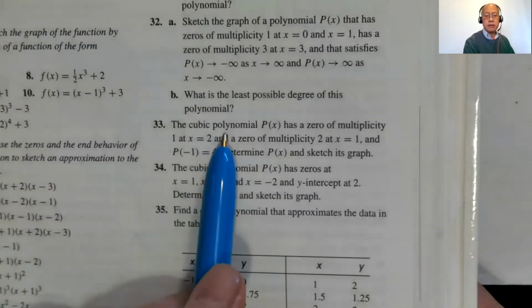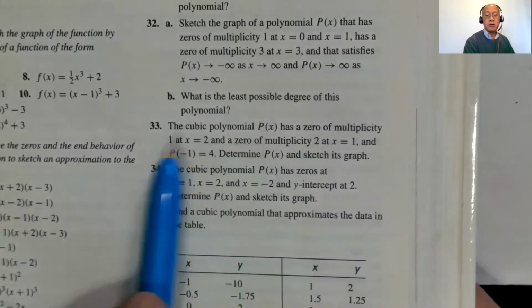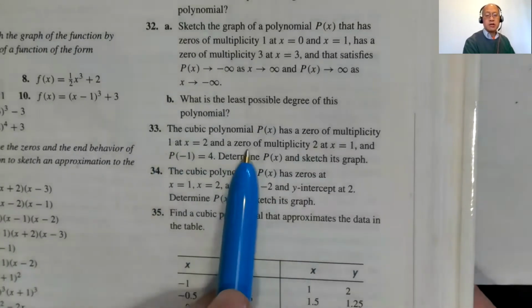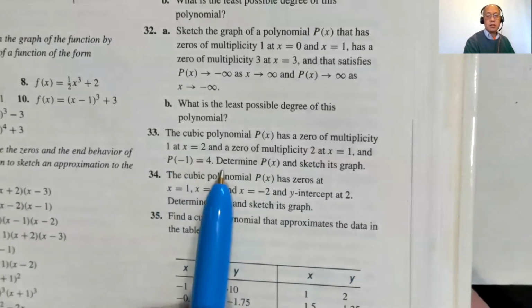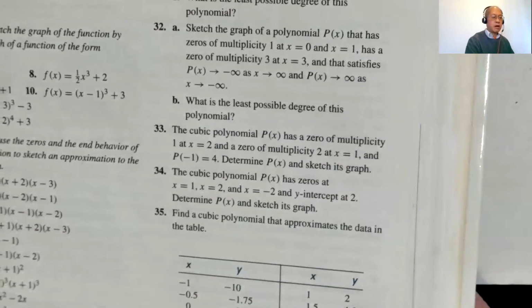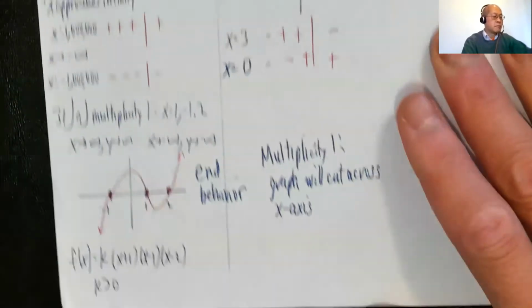Cubic polynomial means degree is 3. Zero of multiplicity 1 at x equals 2, zero of multiplicity 2 at x equals 1, and p of negative 1 equals 4. Determine p of x and sketch its graph. Okay, so how do I do that?